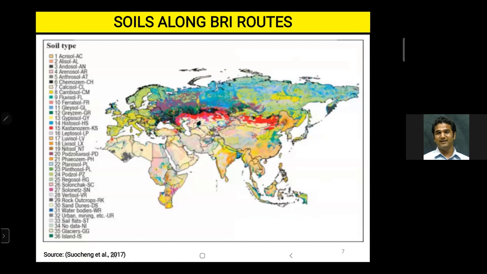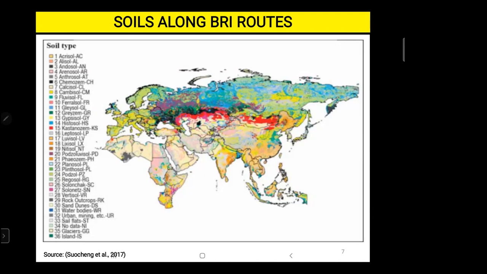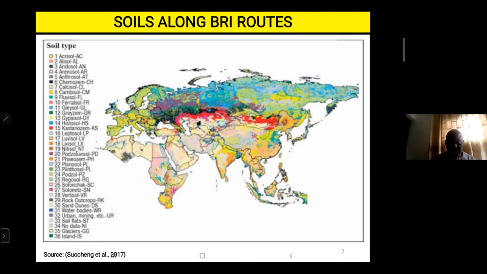Now, in terms of soils, you see that some people have mapped the soils in different parts of the world. If you were to align and superimpose the BRI routes on the different kinds of soil, you see that you have the red soil there, Kastanozem, which is a soil characterized in the Kazakh part of Eastern Europe and Northern Asia. And then you have many other types of soil. So the BRI will traverse many, many soils of different types, some of which will have unstable characteristics.